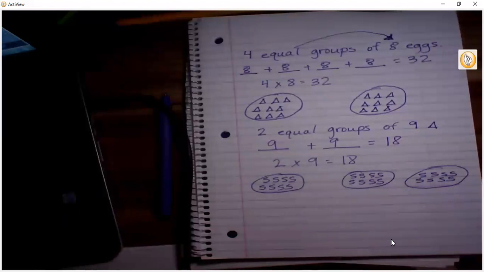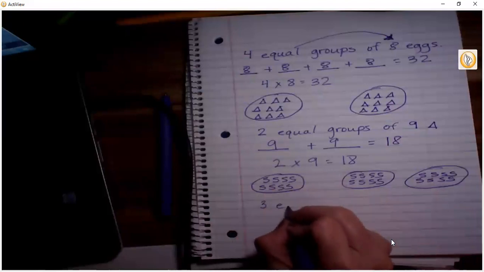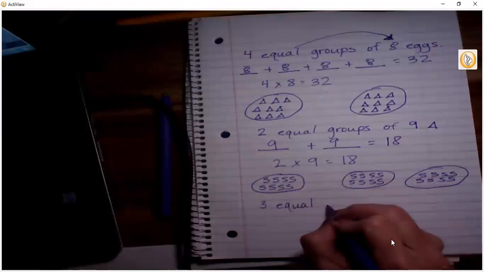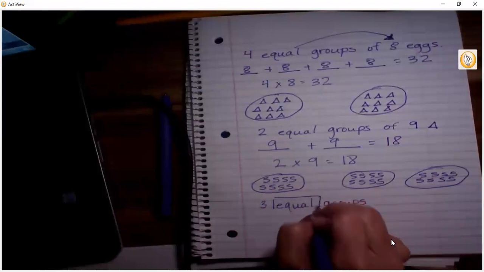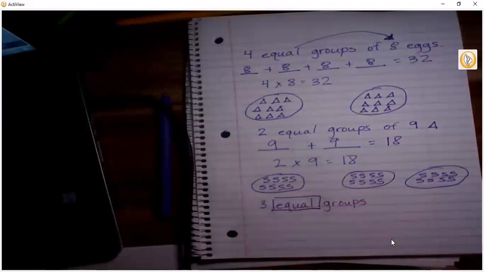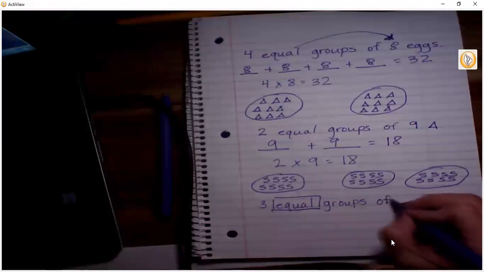So how many groups do we have? We have 1, 2, 3. We have 3 equal groups. Boys and girls, this is going to be a huge help. As you start to see word problems with multiplication, you're going to notice that you usually see the word equal or the same in those word problems. That's a big hint that you're talking about multiplication. They have to be equal groups if it's multiplication. Three equal groups of 8.